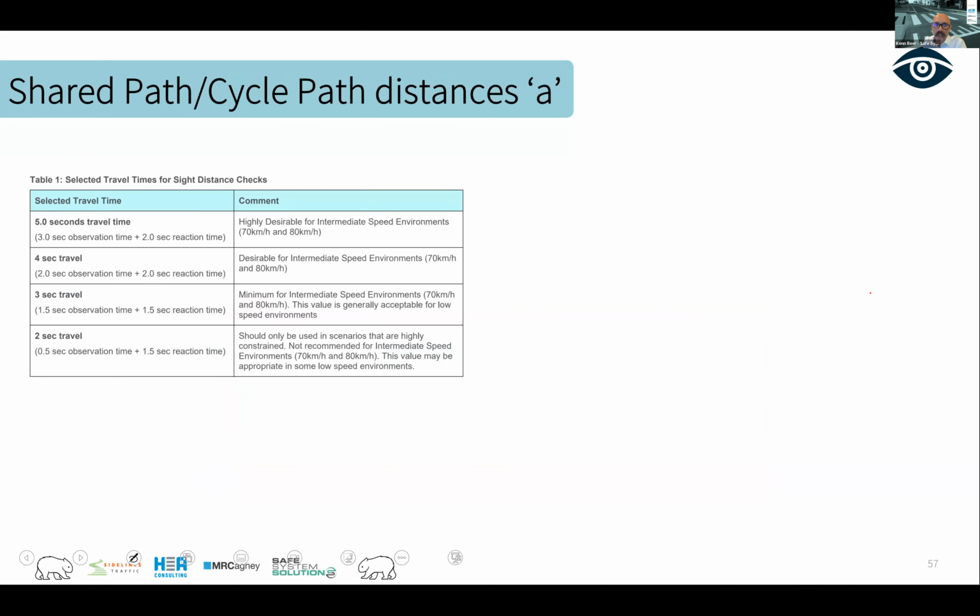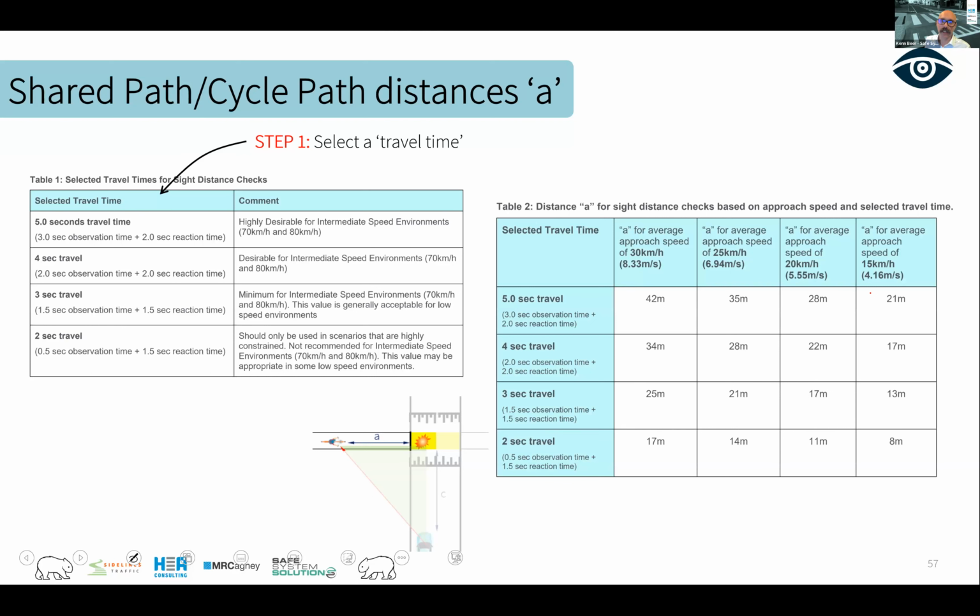So how do we actually do this? The number one step, select that travel time based on the speed environment, the operating environment for vehicles that you're in. Then you're going to want to work out A, right? What's the distance back we should be putting the cyclist to start our sightline thinking? And you use essentially your safe intersection sight distance calculations, but there's a nice little table in that design document that you can use, which talks about distance A, A down there. And it's based on which travel time you've selected.